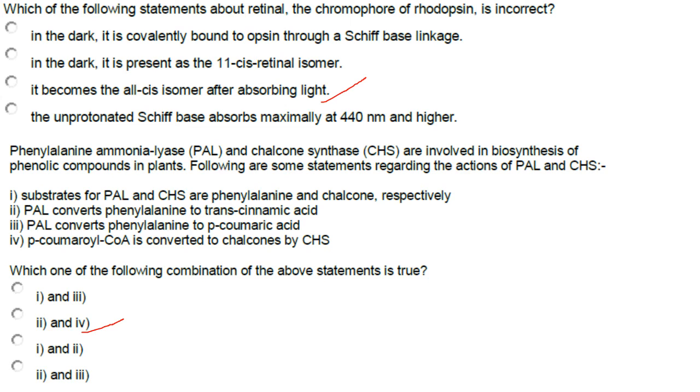Then phenylalanine ammonia lyase and chalcone synthase are involved in biosynthesis of phenolic compounds in plants. Following are the statements regarding the action of phenylalanine ammonia lyase and CHS. Which one of the following combinations of the above statements is true? So the answer is B, that is second and fourth are true. That is PAL converts phenylalanine to trans-cinnamic acid and p-coumaroyl-CoA is converted to chalcones by CHS. So answer is 2 and 4.